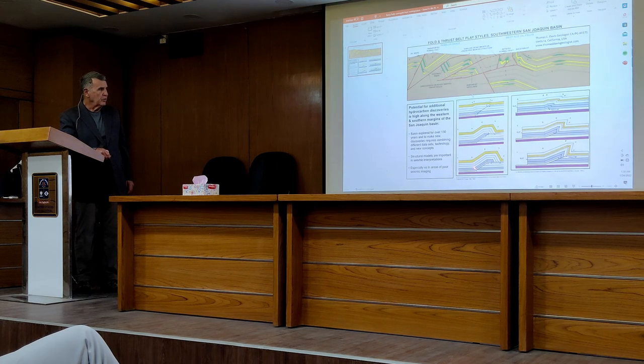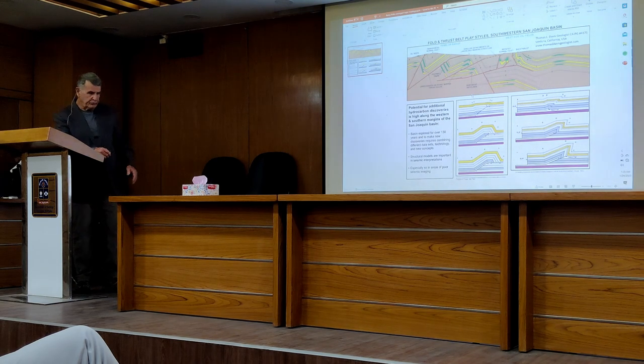Now, another type of fold you can see here is a fault propagation fold. And that's just like, think of the floor with a small rug that you can slide around. If you put your foot on one side of the rug, and then the other foot on the back of the rug, and you slide it towards you, it buckles up. So the rug's going to buckle up. Well, that's an analogy to a fault propagation fold.